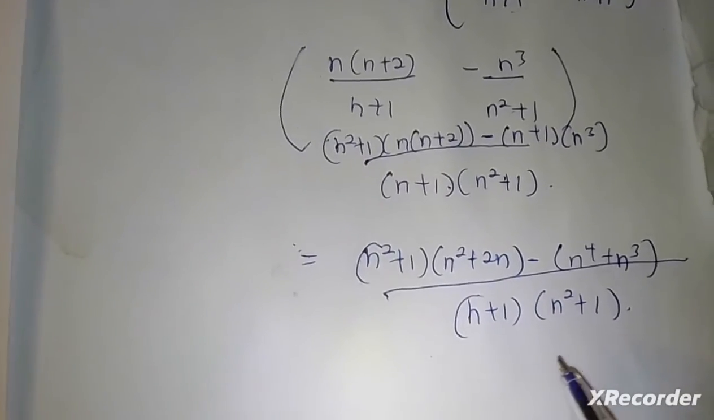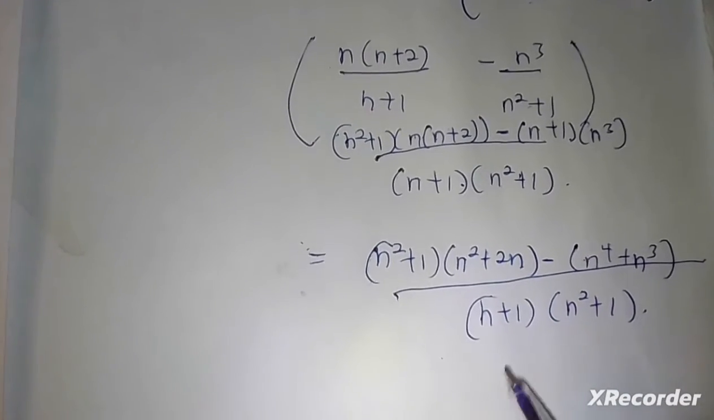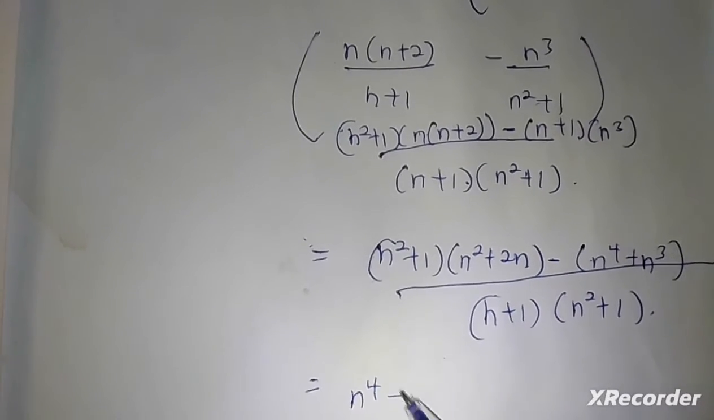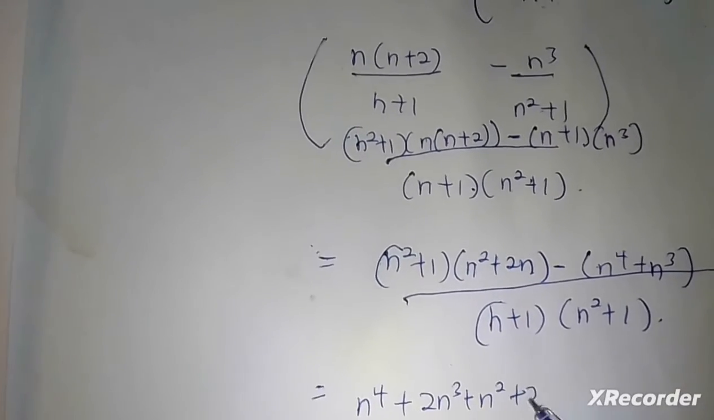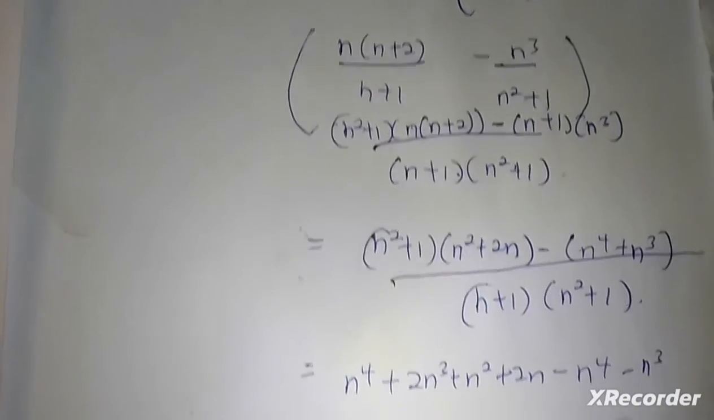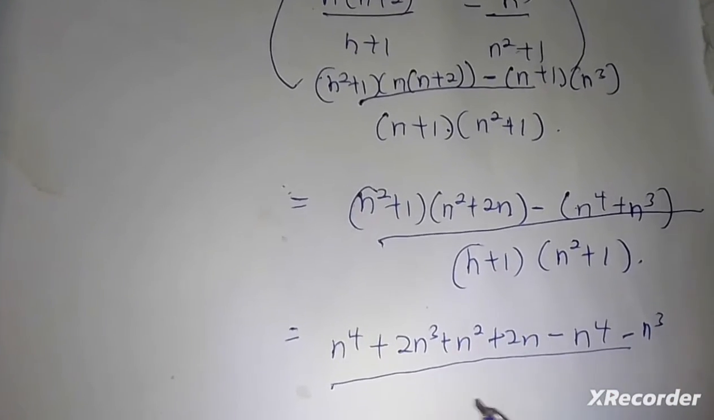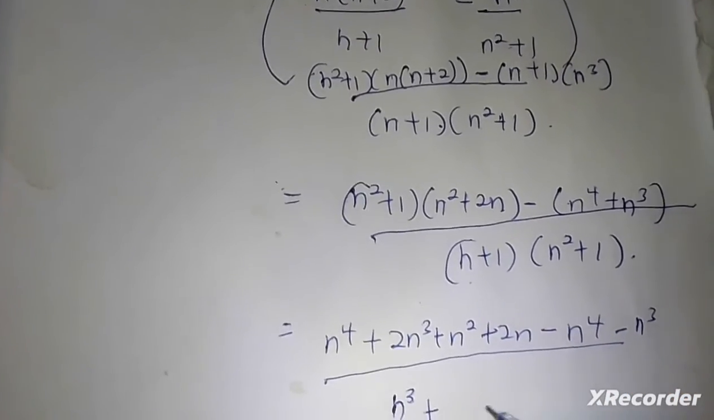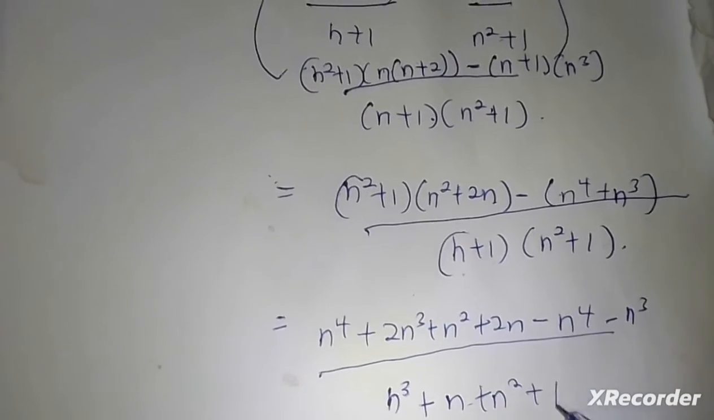So once you reach here, what you're going to do is to still break the top down by multiplying through by this side. So I'm going to get n to the power 4 plus 2n cubed plus n squared plus 2n minus n to the power 4 minus n cubed. All this over, let me break this one down. I'm going to have n cubed plus this multiplied by this, you get n plus n squared then plus 1.